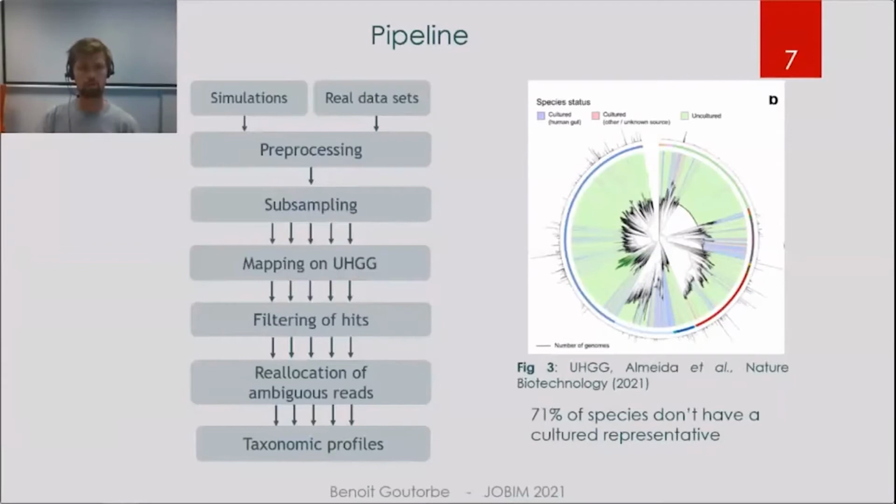After the mapping, we figured out that we have to perform a filtering on the hits, and we will discuss that further. Then there is a step of reallocation of ambiguous reads. I will not have time to talk much about this, but if you have questions, I will be happy to take them. And finally, we obtain our taxonomic profiles.